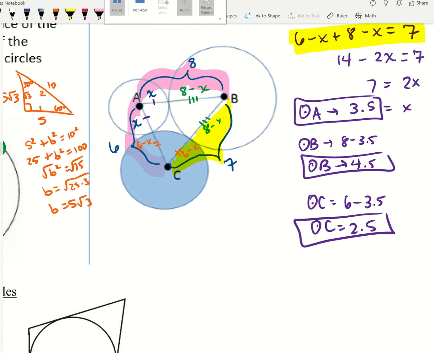Let me just show you what happens if you use one of the other ones. Let's say you tried to create your equation by using AC. You would get x plus 6 minus x equals 6. And you just get 0 equals 0, which means, yeah, that's true, but it doesn't give you any way to find out what x is. So you really do need to use the side length that doesn't have that number 7 in it. Okay, look at my expression: 6 minus x and 8 minus x. They don't have that 7 in it. That's the one that's going to be helpful to use.